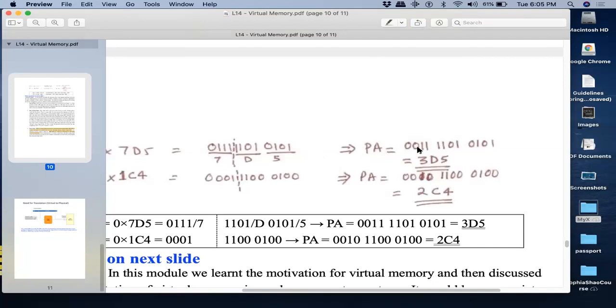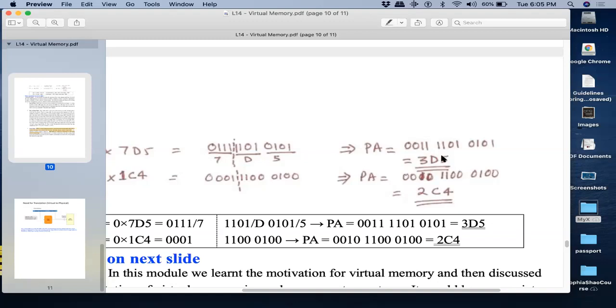So we write 011, right? Your physical address is 10 bits. You're taking 8 bits from here, and you know the forwarding address is 3. So you will need only 2 bits, because you need to make a 10 bit sequence for the physical address. 1, 2, 3, 4, 5, 6, 7, 8, 9, 10. So your physical address in binary is 11 followed by the same lower 8 bits.